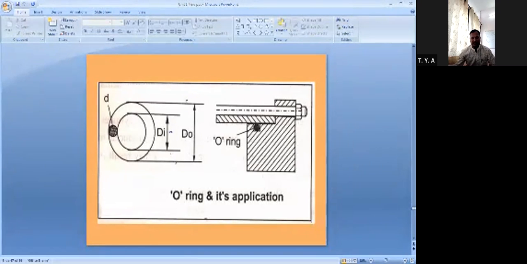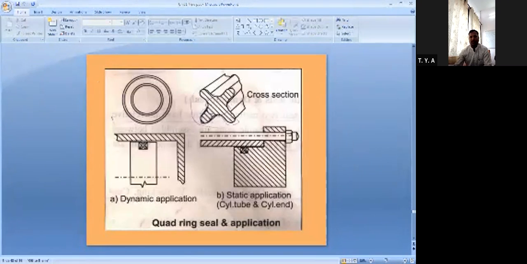These are O-ring seals. Then I will show another one, the cord ring seal. You can see it in the diagram. This circle is the top view of the ring, that seal. And if you cut it, there is a cross section. You will get a cross section like this. You can check the cord ring seal.